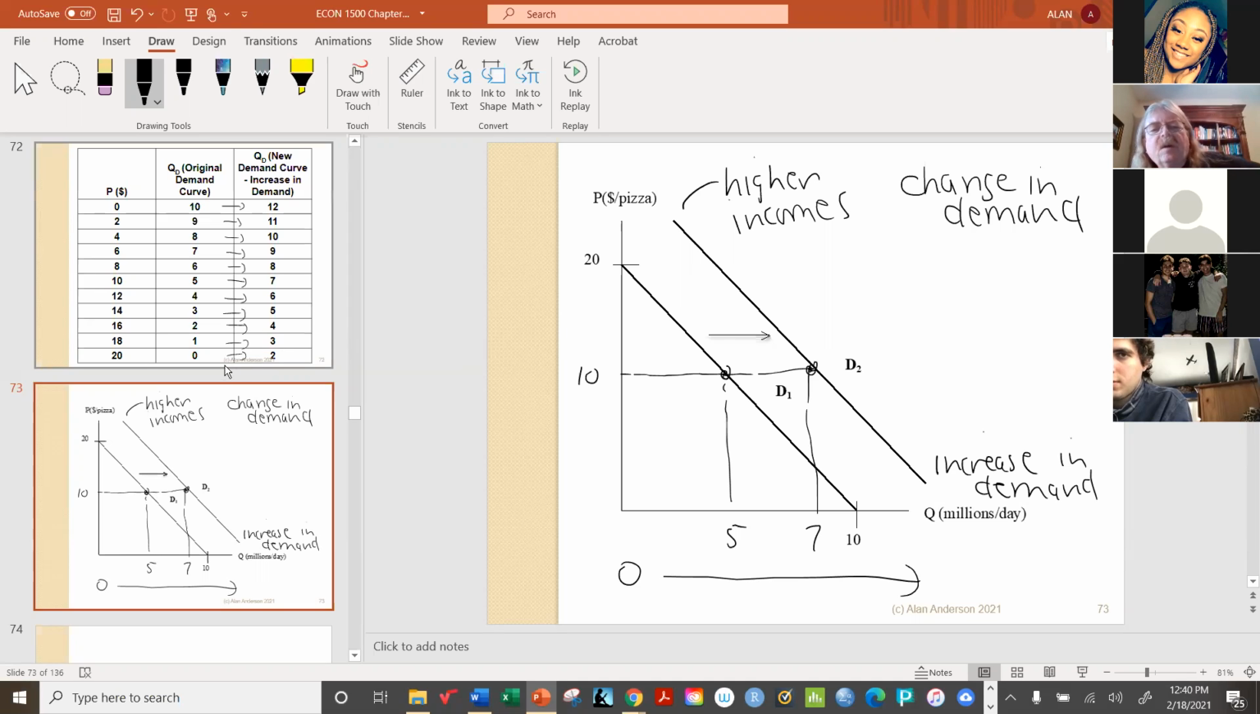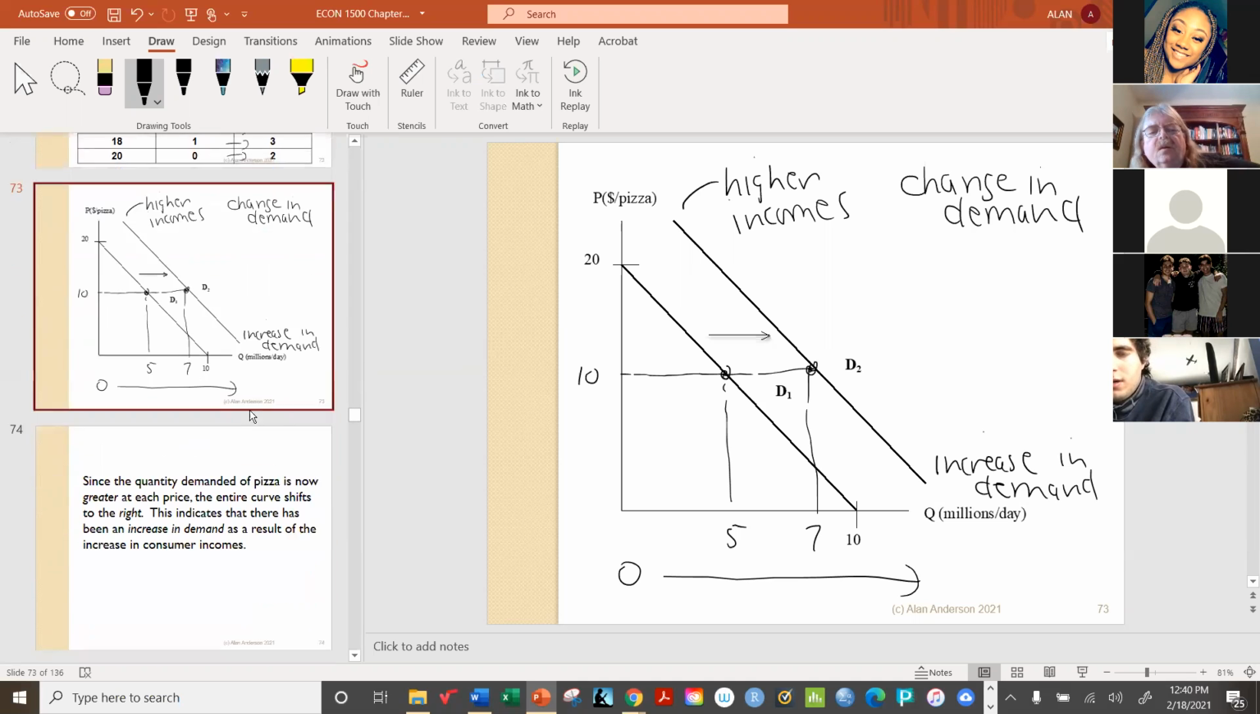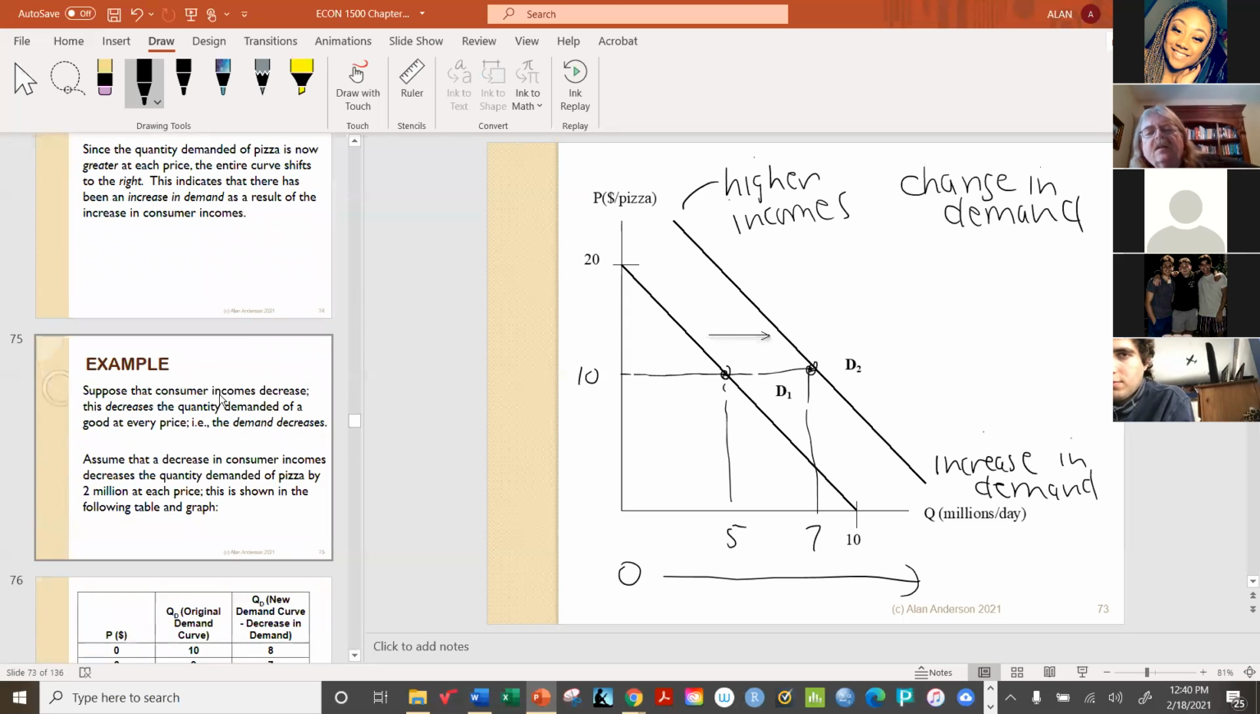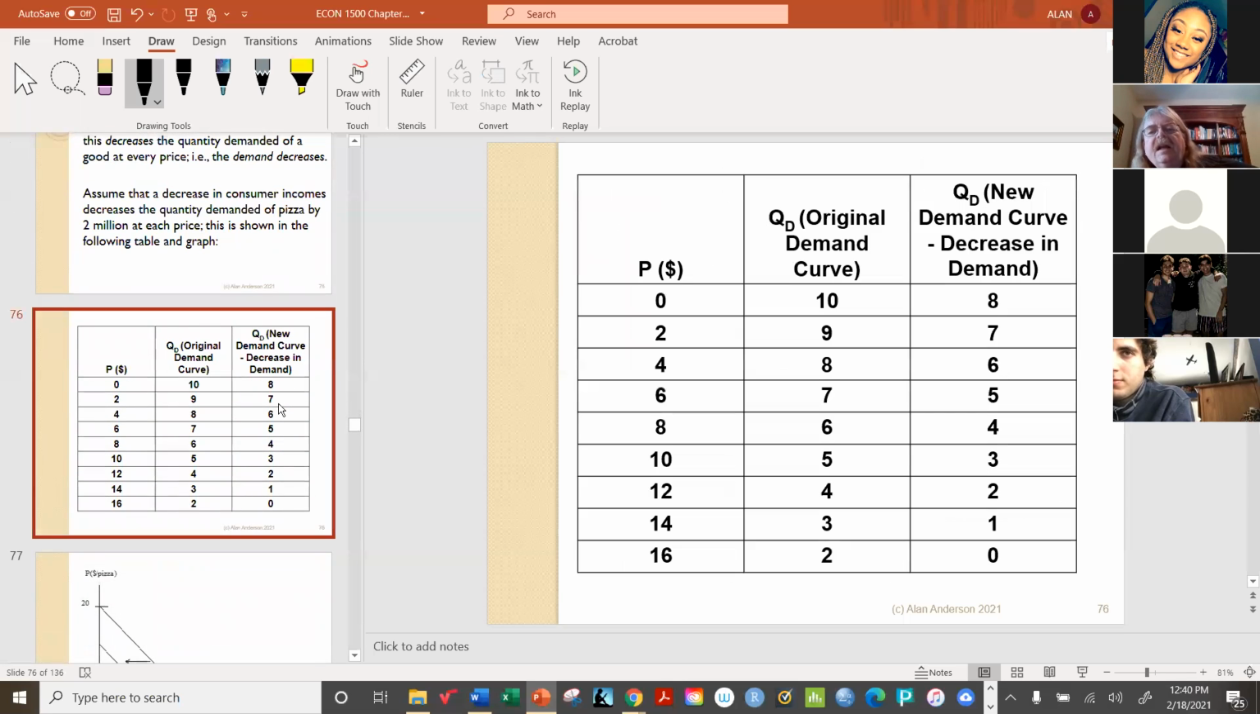Now, you can probably guess what would happen if our incomes went down. Let's say there's a recession going on. We're going to have less income to spend on every good, and so therefore we'll cut back on those goods. And again, this is assuming normal goods. And so just the opposite would happen. Okay, so I've created another table that represents a decrease in incomes, which could be caused by, let's say, a slowing of the economy. And this time I've subtracted 2 from each of the quantities.